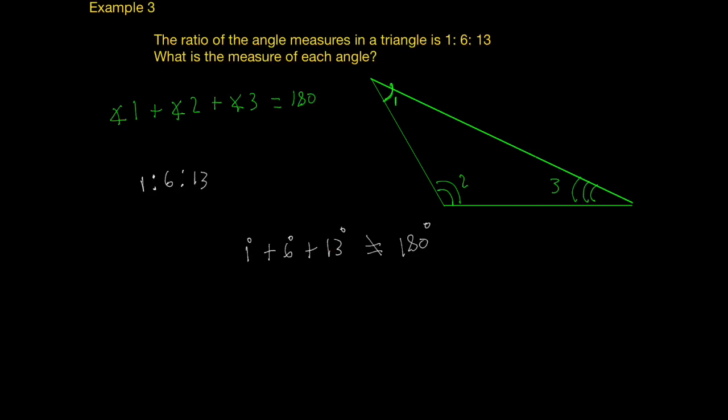So in order to find the actual measures of each angle, we're going to have to multiply this part by a scaling factor. So here, I'm going to get this left-hand side, and I'm going to multiply it by a scaling factor x. So now using my distributive property, x is going to multiply to each element inside of my parentheses. So x times 1, that's 1x. 6 times x is 6x, and then 13 times x is 13x. And now we have to solve for x.